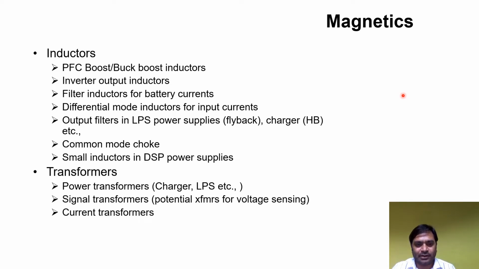Then output filter in LPS power supplies, flyback, charger, etc. And common mode chokes for EMI filters, and small inductors in DSP power supplies. Under transformers, we will discuss power transformers, which are the small scale transformers, charger, low power supply, etc. Then signal transformers, basically potential transformer for voltage sensing, and then current transformers, which are usually called the CT.